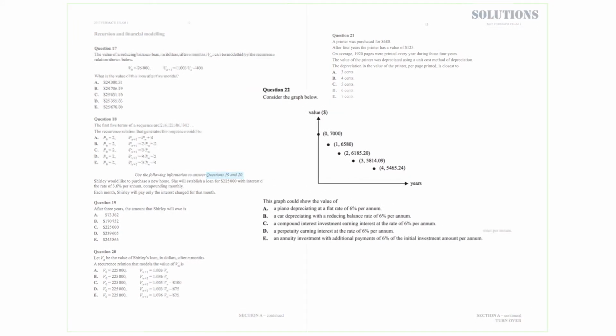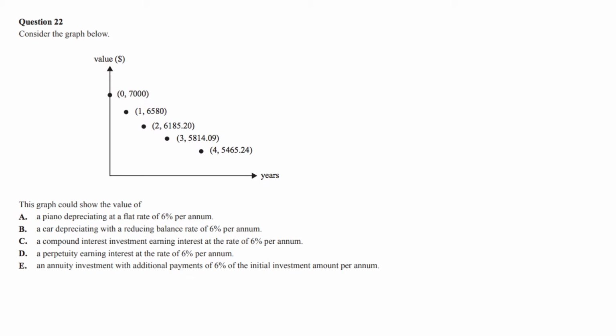In question 22, we are given a graph of value over time in years. The question is asking to choose the option that this graph could show the value of. Let's start looking at the most obvious options. Option A, a piano depreciating at a flat rate of 6% per annum. This would be represented by a straight line. If we look at the graph, the points form a curve, so we can cross out option A.